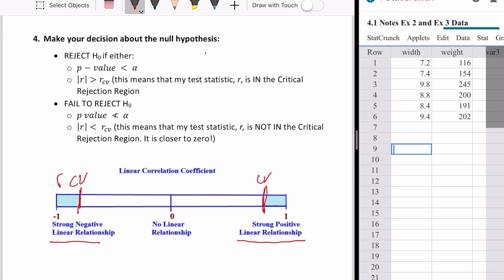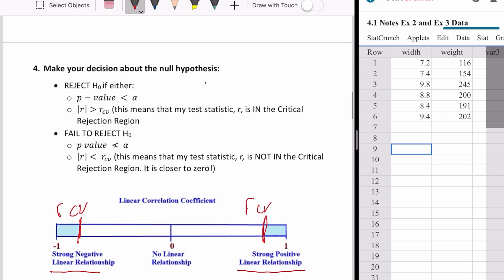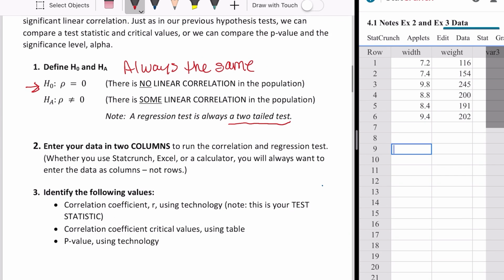And if I'm close enough to -1 or 1 for that correlation coefficient, that's how I know if I have a strong or statistically significant linear correlation. Yes. So we'll come back to that. We're going to look at some pictures in a minute.